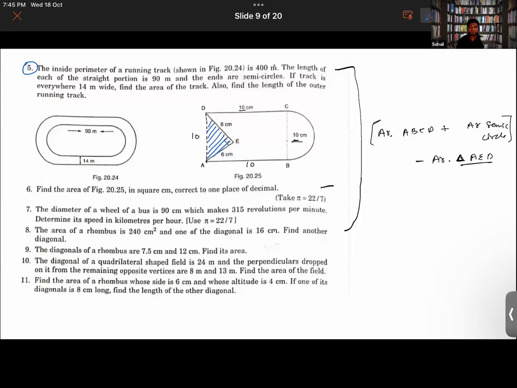Yeah, done. So in my question, do we have to also find the area of the path? Area of the path. Your question says that if the track is everywhere 14 meter wide, find the area of the track, and also find the length of the outer running track as well. Okay, sir.